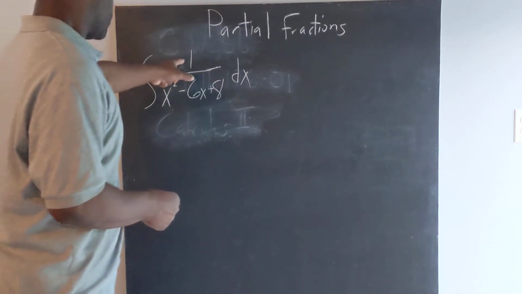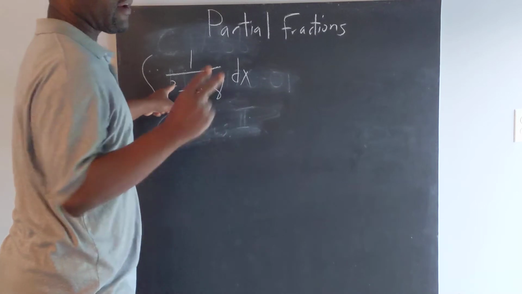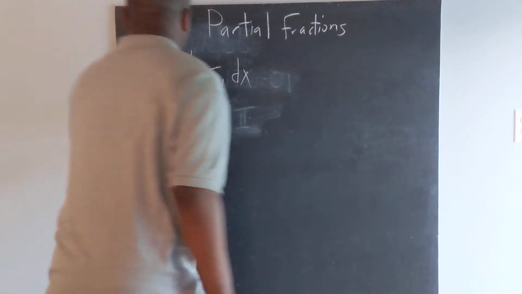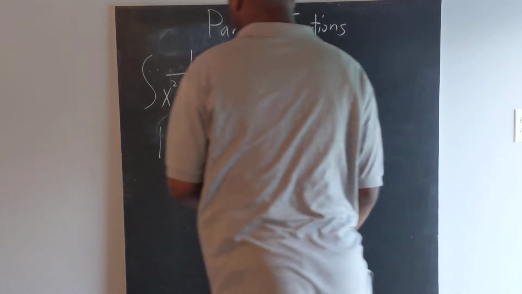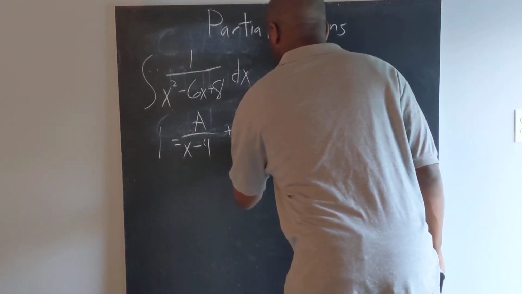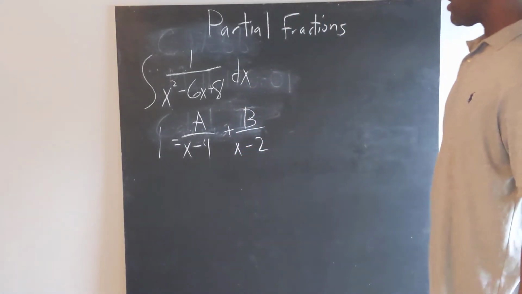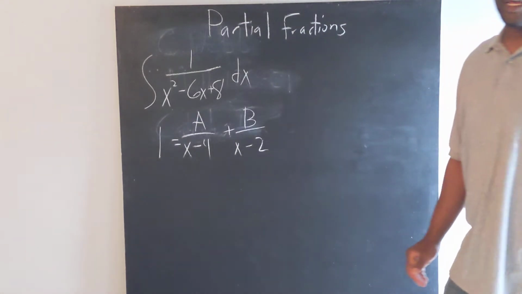Now, we are going to say 1 over (x - 4)(x - 2). This is going to have 2 parts, remember. This is a over x minus 4 plus b over x minus 2. How do we get that? We just factor the denominator.